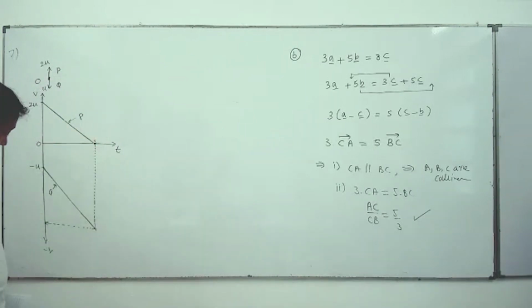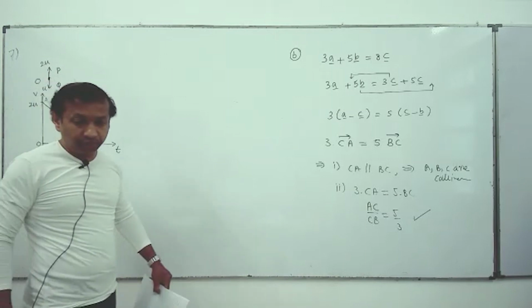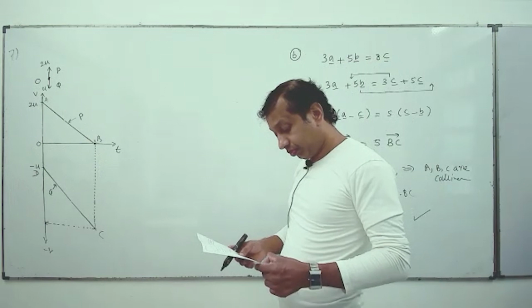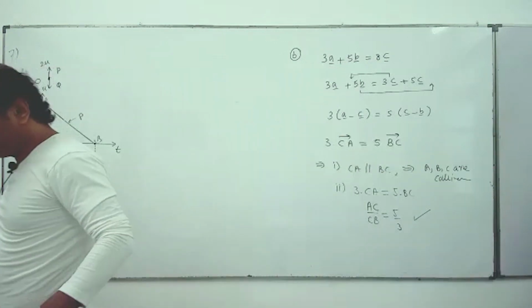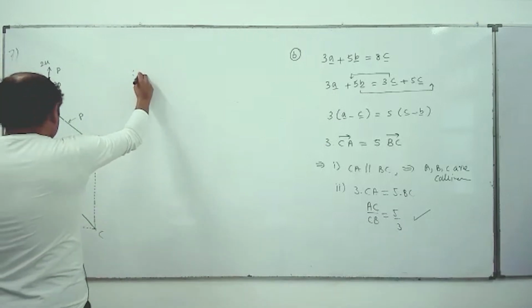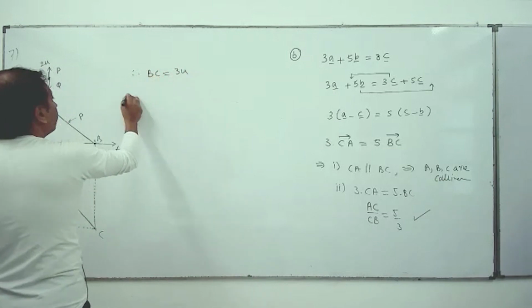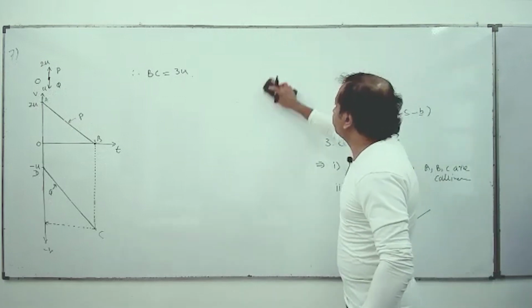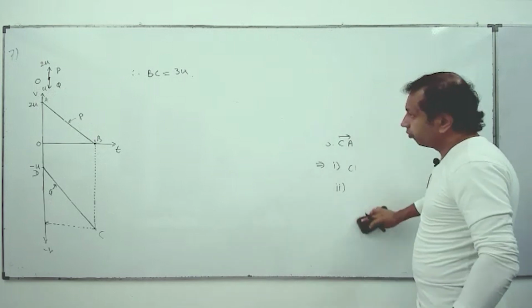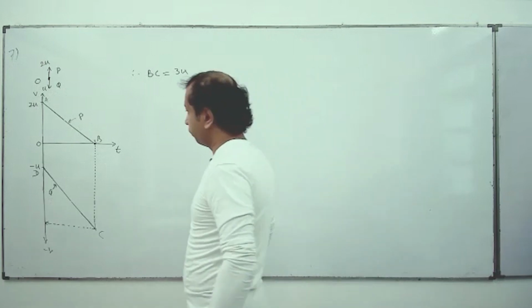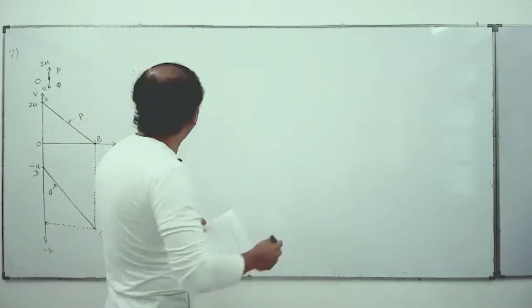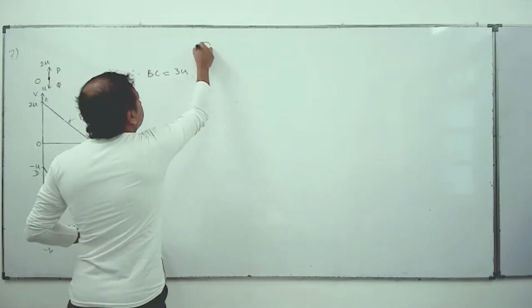Right. Okay, then you can write this one as A, B, C, D. Then write down like this: A, B, C, D is a parallelogram. Therefore, VC equals 3U. Hence, the velocity of Q as P reaches maximum height is 3U.